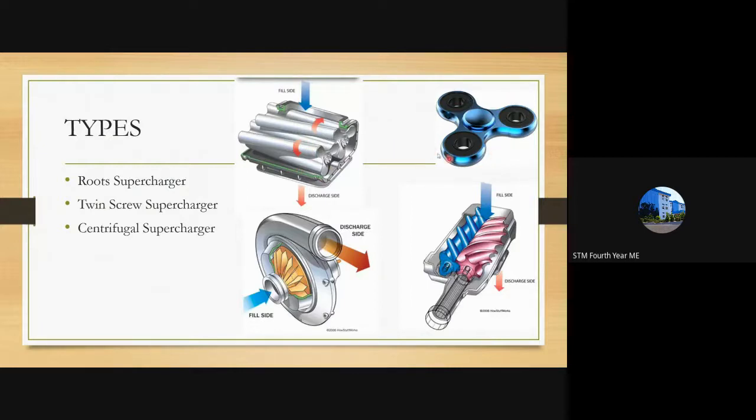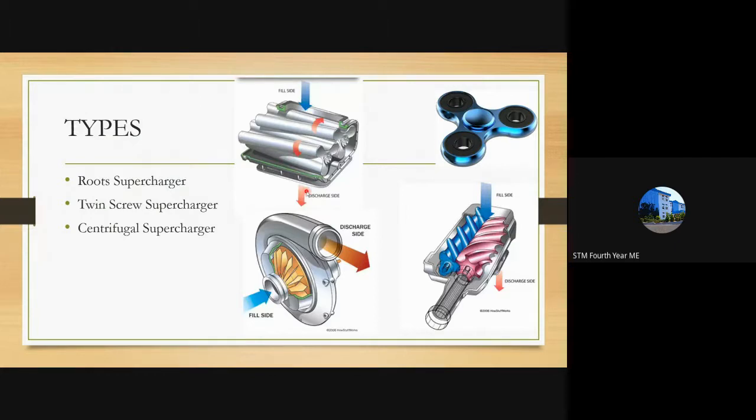This is called a spinner. You have seen it as a toy and all, and this is a spinner. In the shape of this spinner itself, the roots veins are provided. This is the roots veins. So these are also meshed in together like the twin screw supercharger, and this then rotates to form the supercharger discharge.